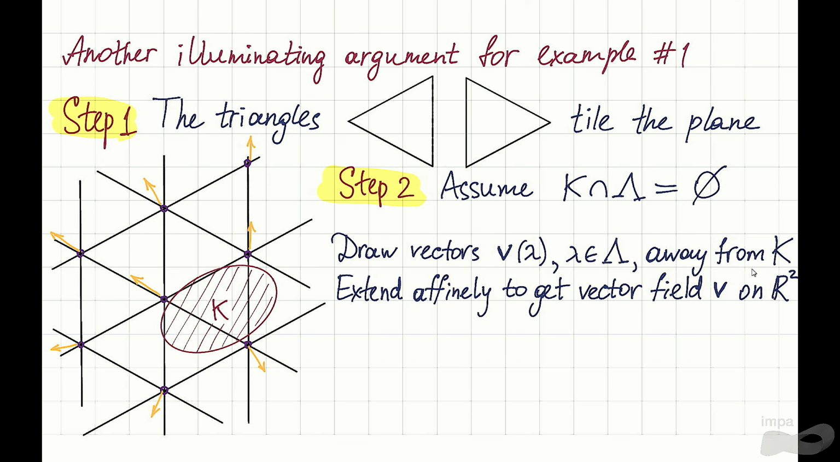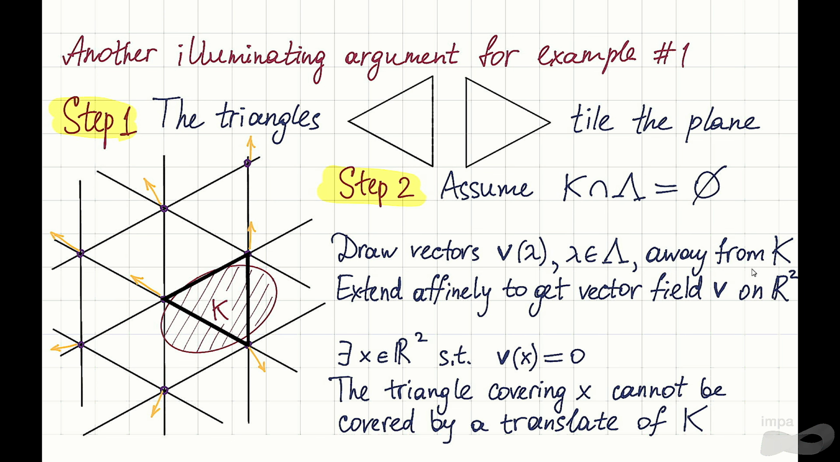Now at each lattice point, I draw a vector which points away from my convex shape K. And I extend it so that it becomes a vector field defined on the entire plane, extending finally on each simplex, on each triangle. Then, by some very simple topology argument equivalent to Brouwer's fixed point theorem, it follows that there is actually a point where this vector field has to vanish. Why? Because if you look at how this vector field looks very, very far away from K, it always points outside. So it's kind of like degree 1. So a continuous vector field has to have a zero somewhere.